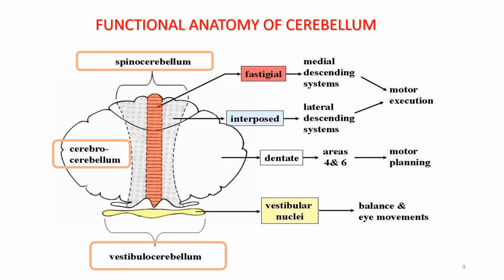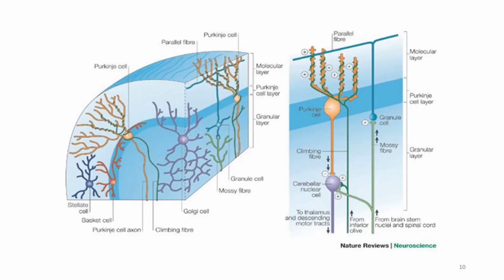The two lateral hemispheres form the cerebrocerebellum and are related to the dentate nucleus. They help to control motor planning. It is a three-layered cortex. From below upwards, they are the granular layer, Purkinje cell layer, and molecular layer.